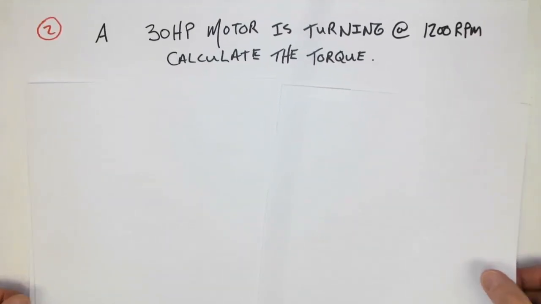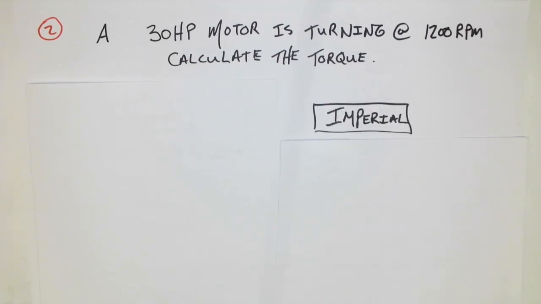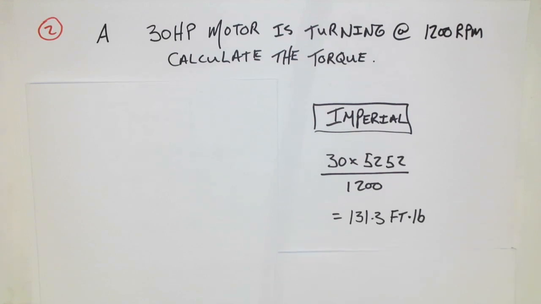Well, let's try that again. Let's calculate the two different values of torque with imperial or metric. So I'm going to start with the imperial this time just to mix things up. So there's imperial, 30 horsepower motor turning 1200 RPM. Let's calculate the torque. Well, 30 times 5252 divided by 1200 gives me 131.3 foot-pounds of torque.